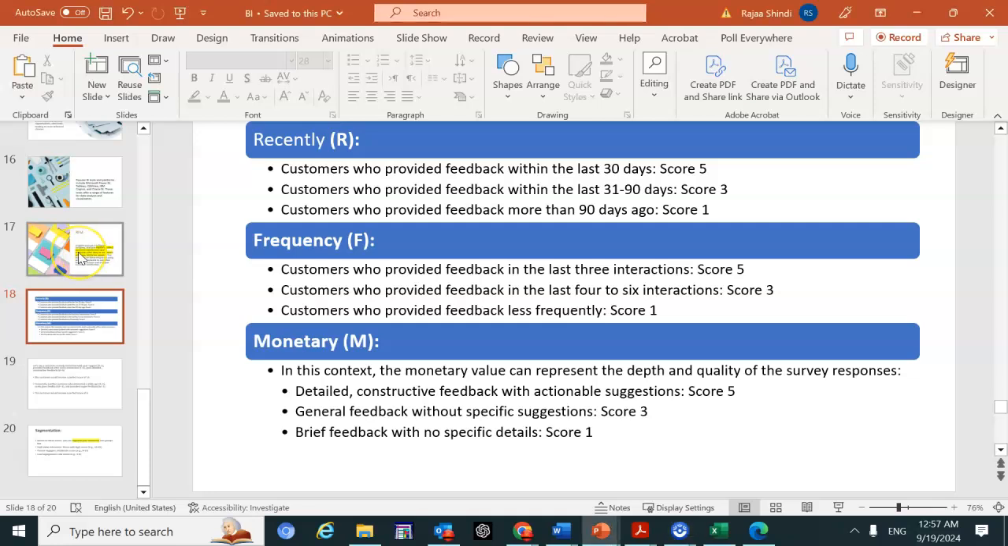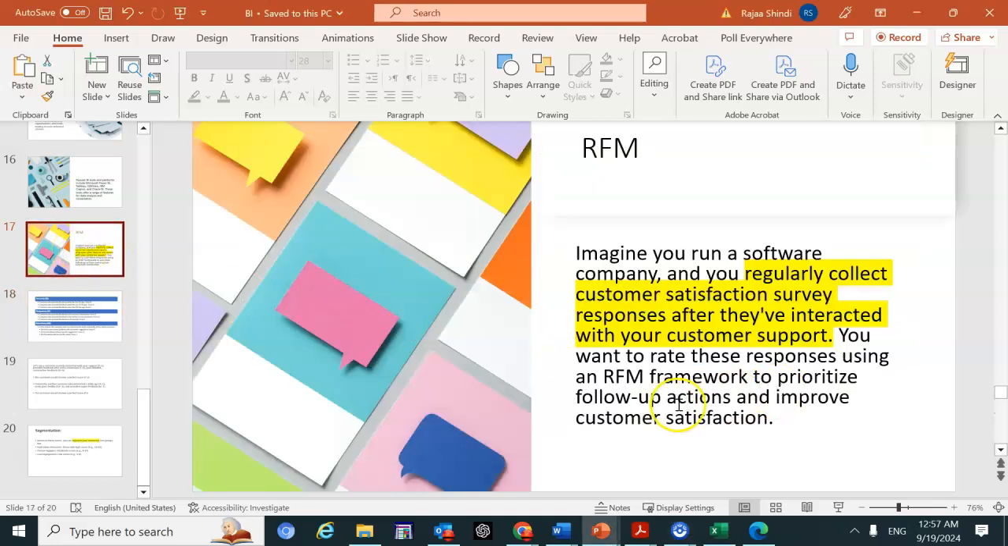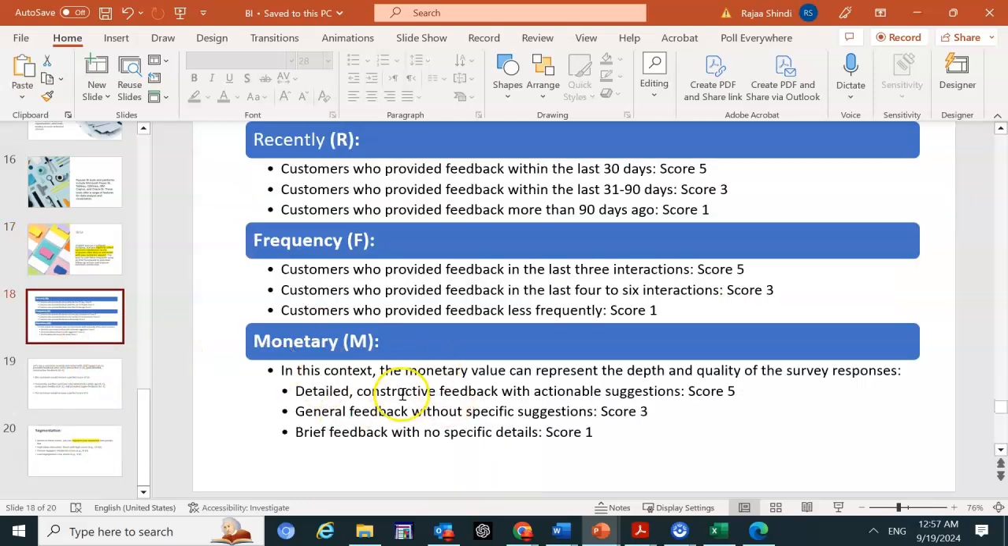Remember when we were setting the example here, we're in the scenario of this particular situation. I'm using the RFM, and my goal, after I'm done with all the analysis, is to follow up with actions. I'm looking for actions. So if the customer gave me a very detailed suggestion that I can take into action right away, then we give a score of 5.